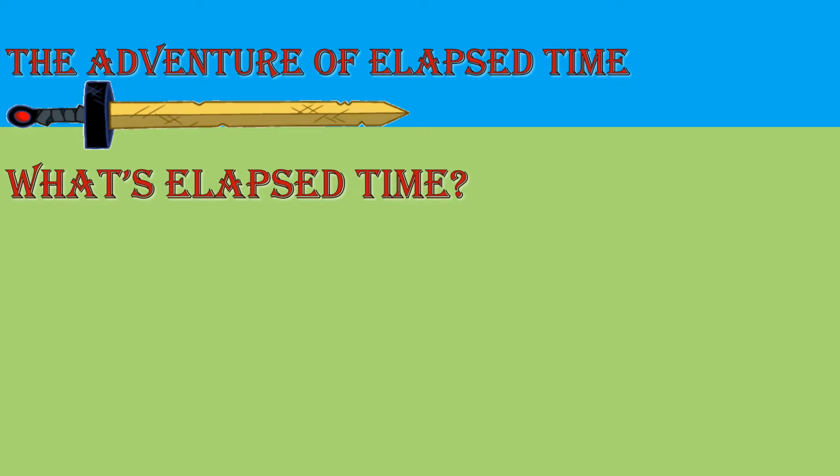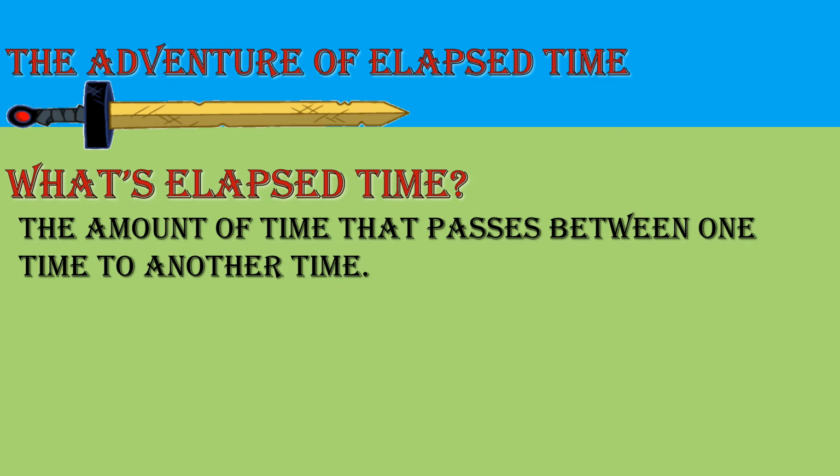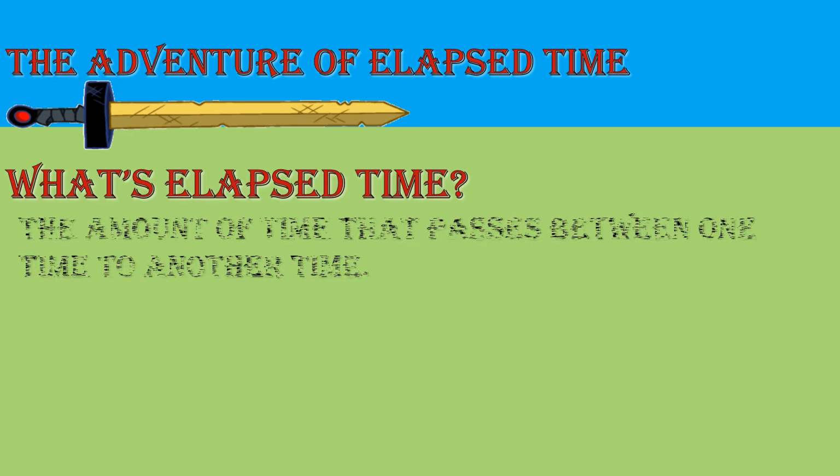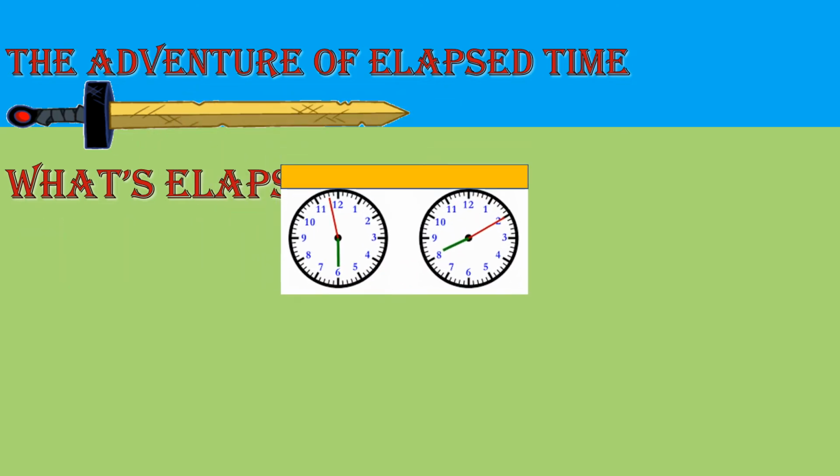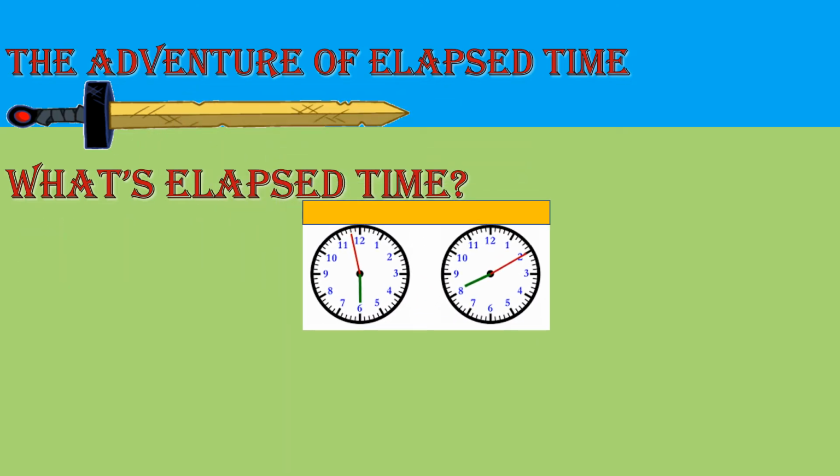So now let's take a look at elapsed time between a start time and an end time. Remember, elapsed time is the amount of time that passes between one time to another time. So let's take a look at these two clocks. The first clock on the left is our start time.